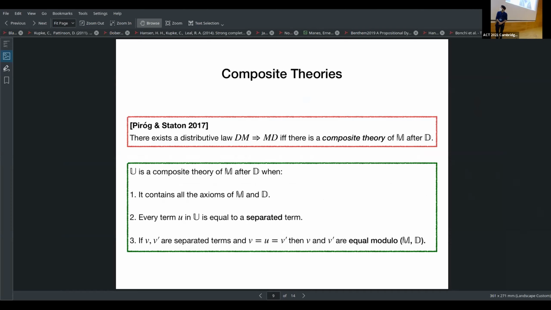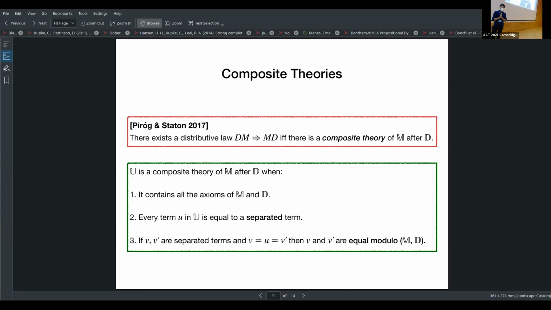So the first thing to talk about are these composite theories. What I mean by composite theory is a special kind of algebraic theory. So just like you can talk about monads in terms of their corresponding algebraic theories, you can also talk about distributive laws between monads in terms of algebraic theories. Specifically, we know that there is a distributive law between M and D if and only if there's this composite theory of the corresponding algebras.